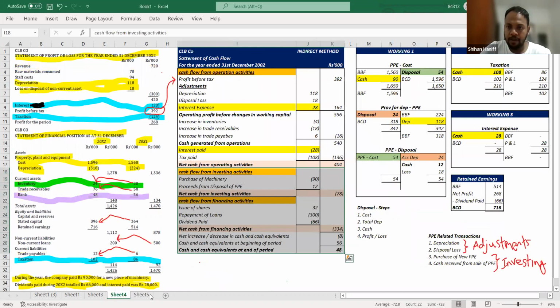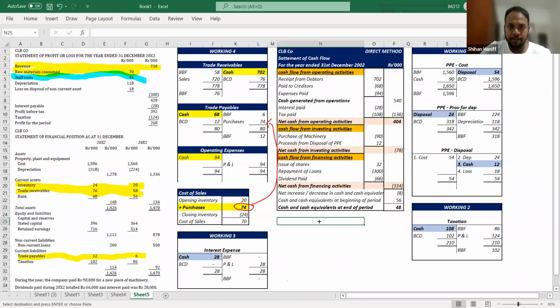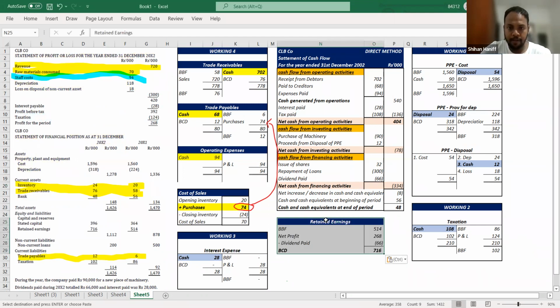There is a question, how did I get 66? That is from retained earnings. We already calculated the dividend paid. 66 comes from dividend paid. Opening the retained earnings difference. Opening balance is 514, closing is 716. The difference is due to net profit and dividend. So we have the net profit, and there is further difference 66, which is dividend paid.